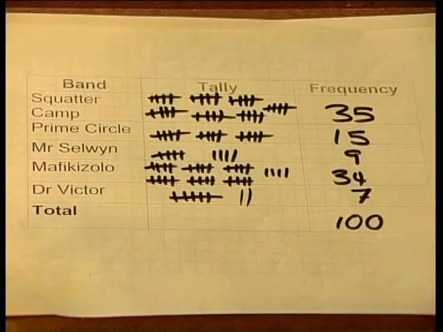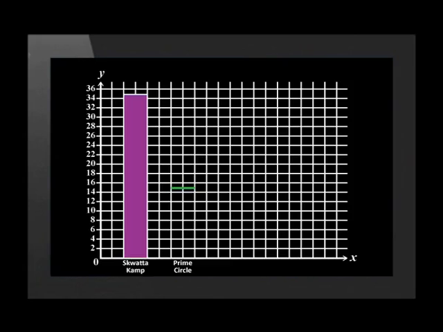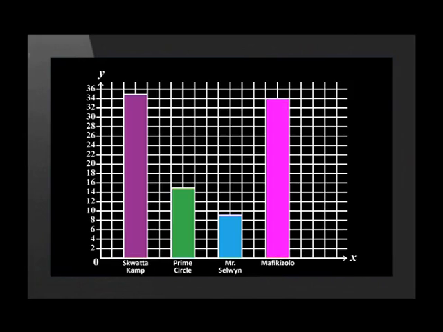Now you're ready to draw your bars. Look at your frequency table. How many people preferred Squatter Camp? 35. 35 lies between 34 and 36. So you can draw the bar halfway between the 34 and 36. Okay, now I get it. Let me do the next one. Prime Circle had 15 people choosing them, so we can draw our bar halfway between 14 and 16. Mr. Salvin had 9 votes, while Mafikizolo had 34 votes, and 7 people preferred Dr. Victor. This looks great. Are we done?